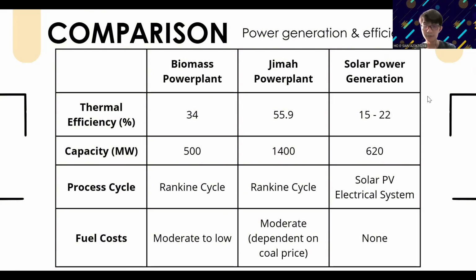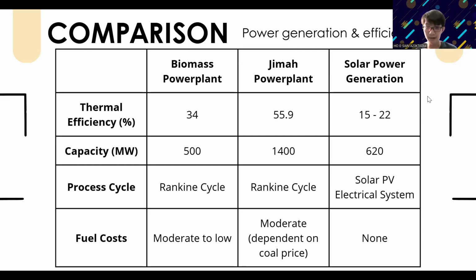The capacity for the biomass power plant will be 500 megawatt, the capacity for the GMA power plant will be 1,400 megawatt, and the capacity for solar power generation will be 620 megawatt. The process cycle for both the biomass power plant and the GMA power plant uses the Rankine cycle. And since solar power generation uses sunlight, there will be a solar photovoltaic electrical system for the process cycle.